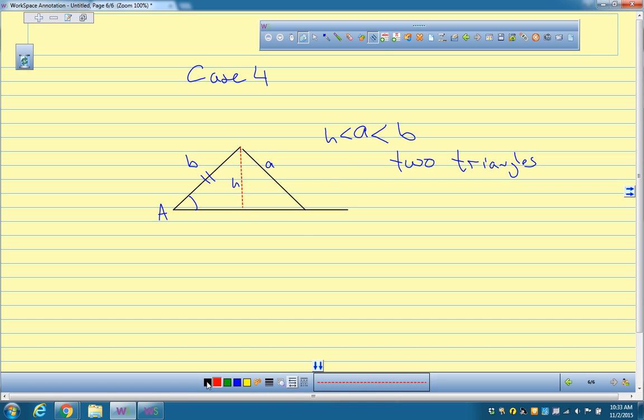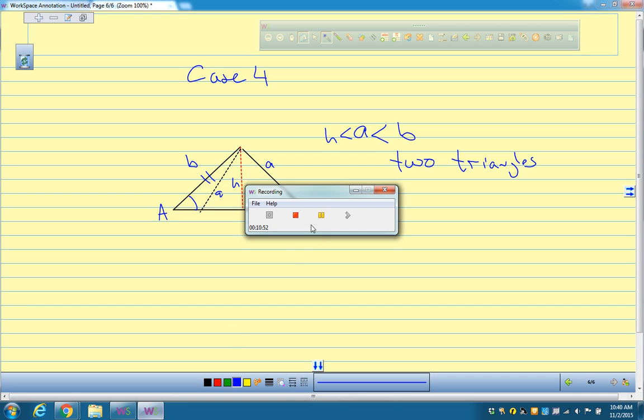Side A could go over, oh, it's going to make it red. I don't want to make it red. I want to make it black. Or side A could swing this way. Okay? Do you see that? So if A is bigger than H but less than B, it could either swing out this way and make a triangle, or it could swing inside of B and make another triangle. Do you follow that? I'm going to show you with a physical demo, which I can't show the viewer.